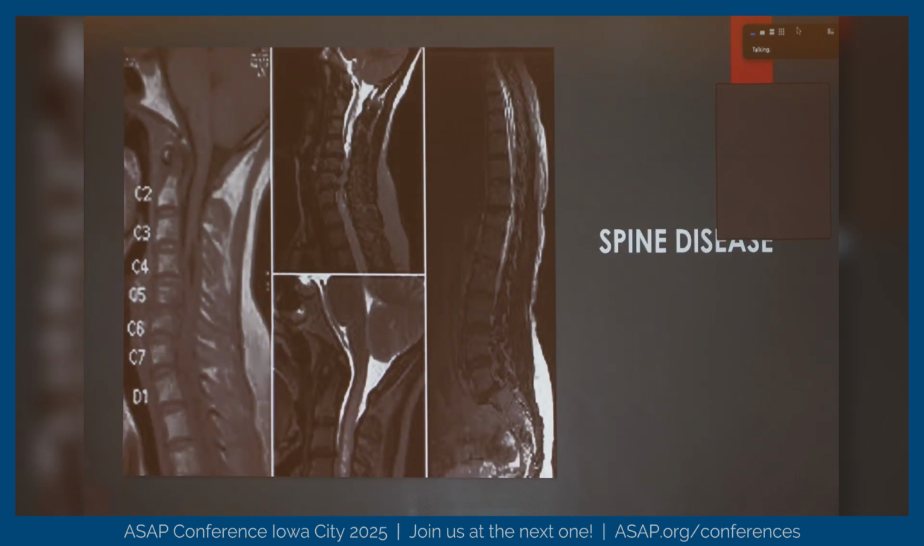And these are just interesting images of spine disease, not traumatic in nature, but occurring over time, sometimes congenital, but all of which are associated with diminished capacity to dissipate this normal fluid wave in the CSF space around the cord.